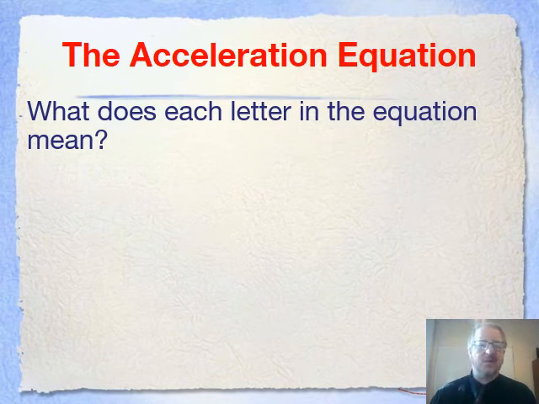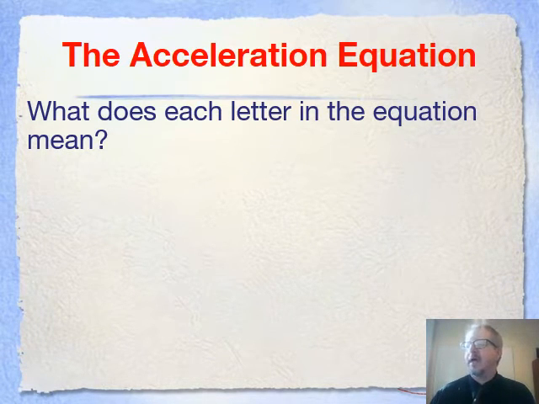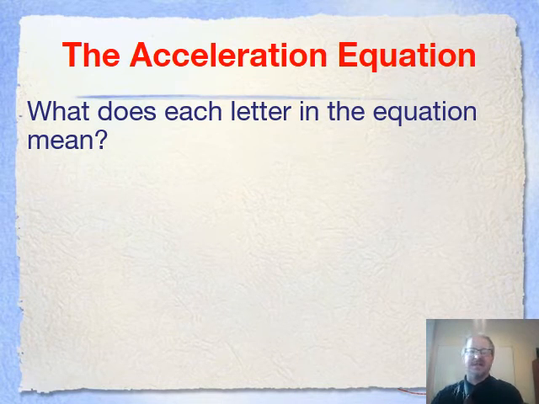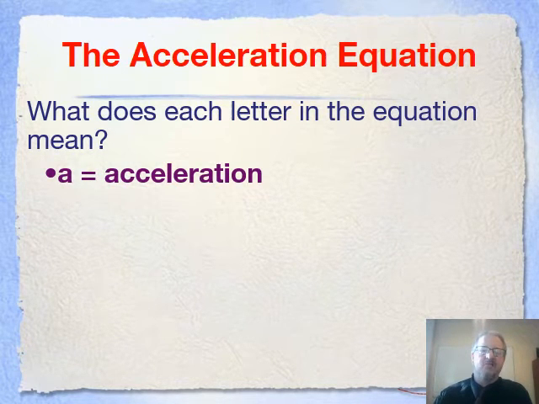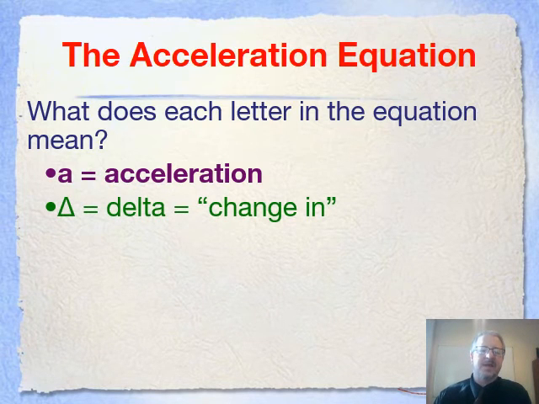So we're looking at the equation that we just looked at a moment ago. A equals change in velocity divided by t. So of course A represents the term acceleration. This triangle shape means it's really the delta symbol. If you're looking at the Greek alphabet, it would be the delta symbol. But it means a change in.